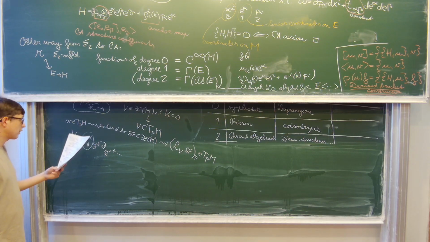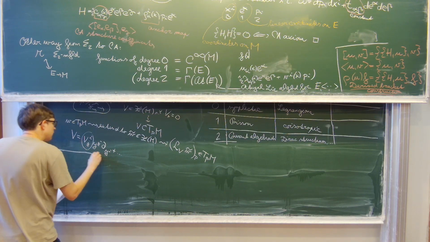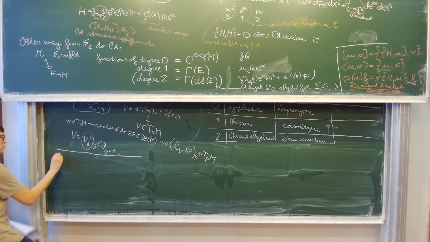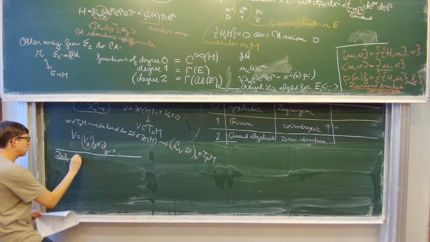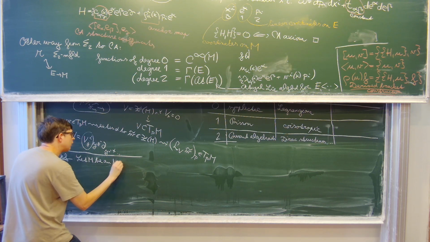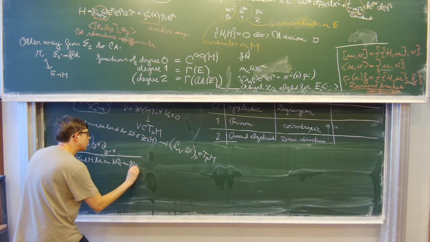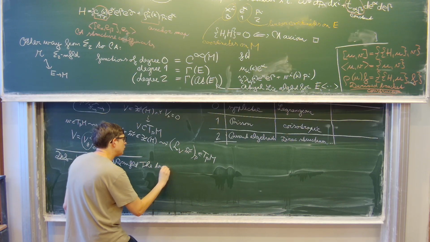Now, okay, let's go back. Let's make a definition. Let M be an NQ manifold. And we define the so-called tangential cohomology.